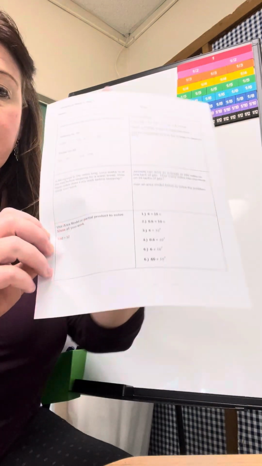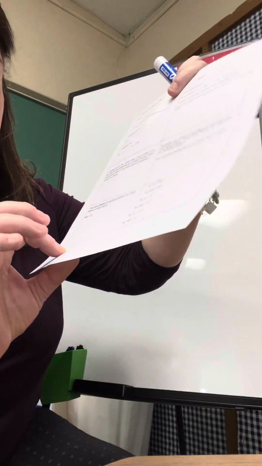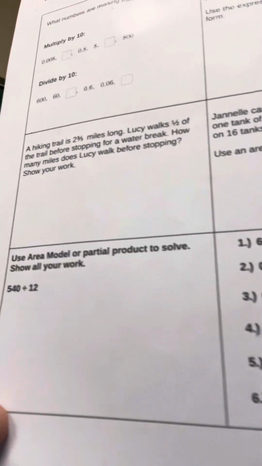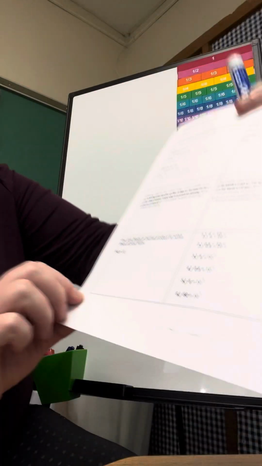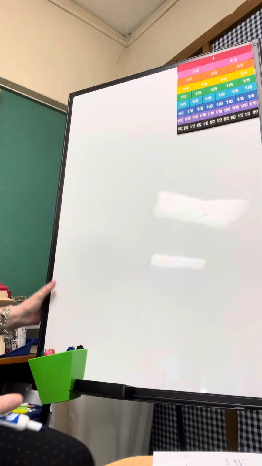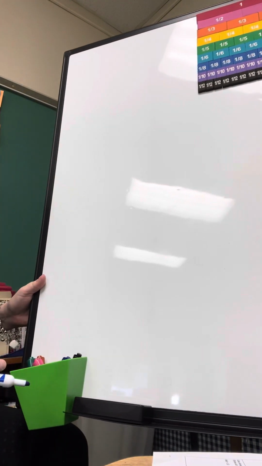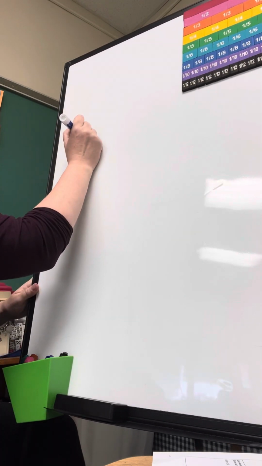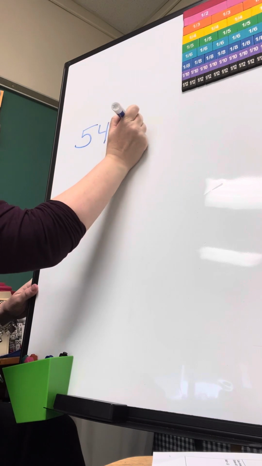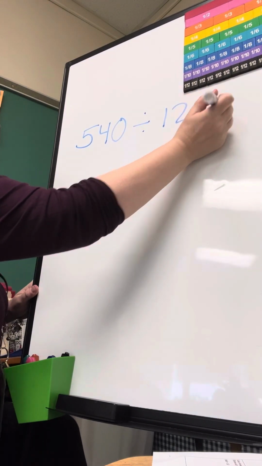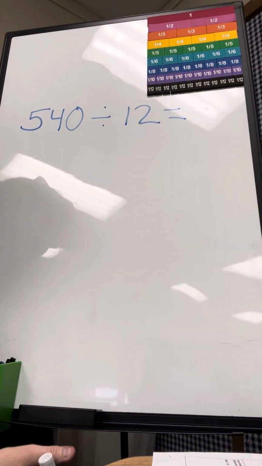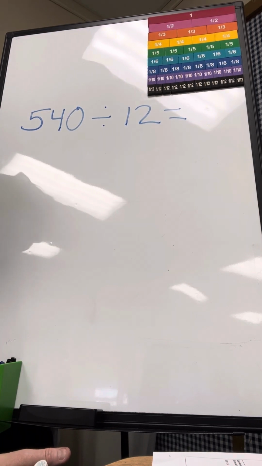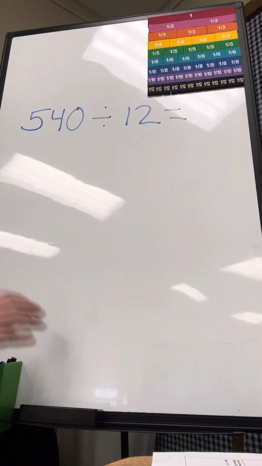Here, I'm going to take the sheet right here. So this very bottom one says use an area model or partial product to solve. Show all your work. So the problem that you're going to have tonight is 540 divided by 12. Now, I know you're all thinking to yourself, gee, I would love for Mrs. Clark to do that, but I'm not going to give you that problem because that would be just way too easy, right? I would actually be giving away the answer.